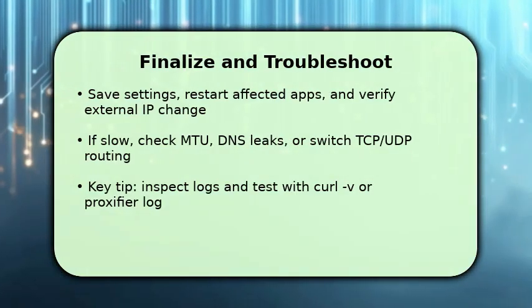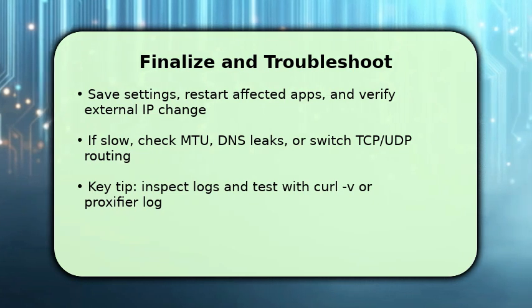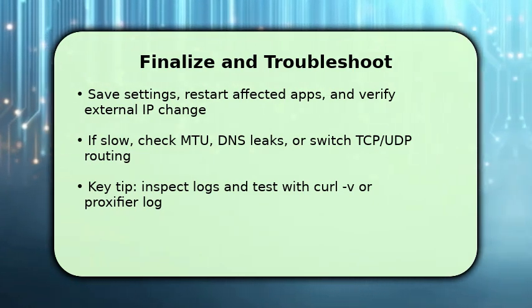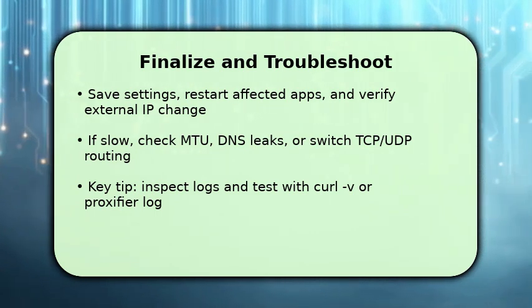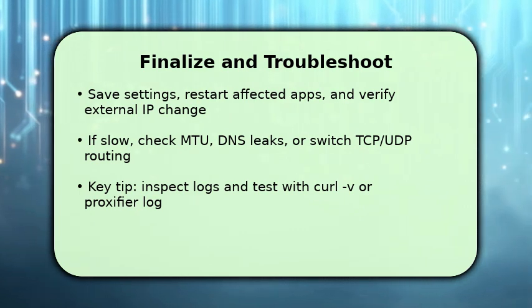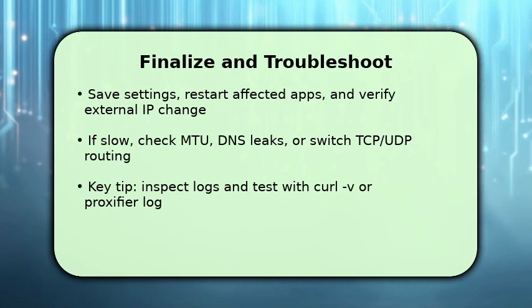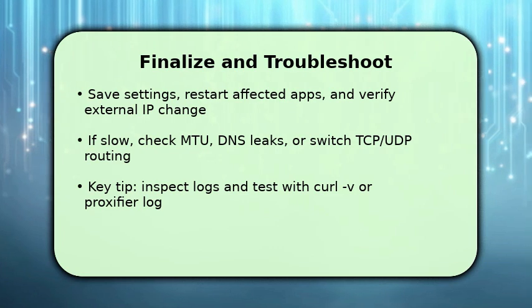If performance is poor, make sure DNS is resolving through the proxy to avoid leaks, check MTU for fragmentation, and consider switching to a closer Socks server. If something fails, inspect SSH or Proxifier logs and rerun a verbose test. curl -v --socks5-hostname localhost:1080 http://ifconfig.